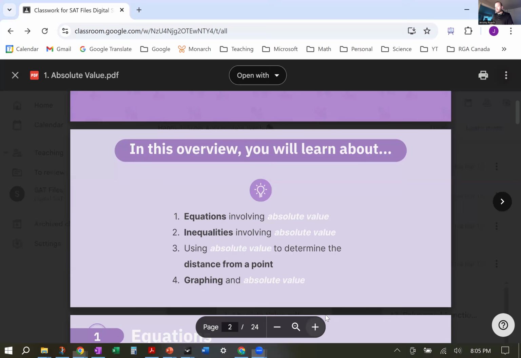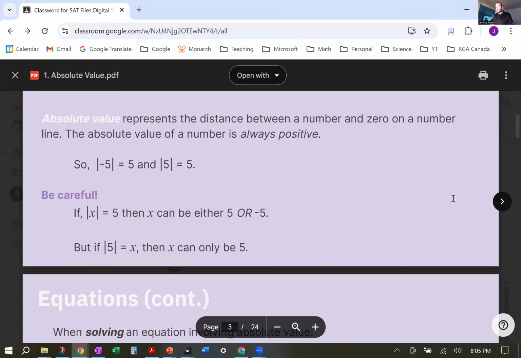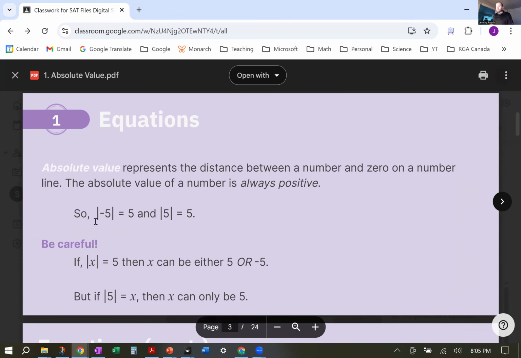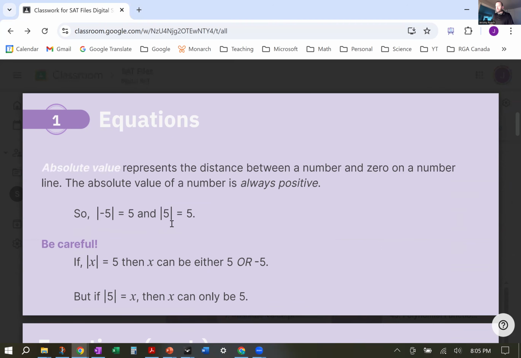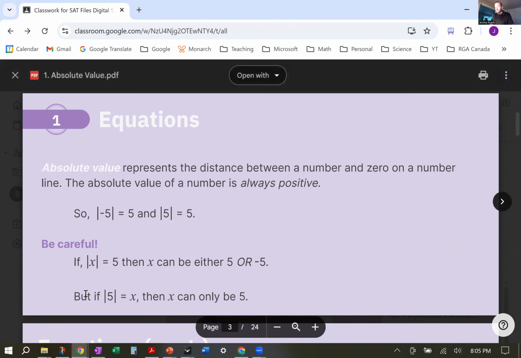But let's take a look at the PowerPoints for the SAT. So we're going to see equations with absolute value written something like this: the absolute value of -5 is 5. Absolute value of 5 is 5. If the absolute value of x is 5, then x can either be 5 or -5. But if we write something like the absolute value of 5 is x, then x can only be 5.